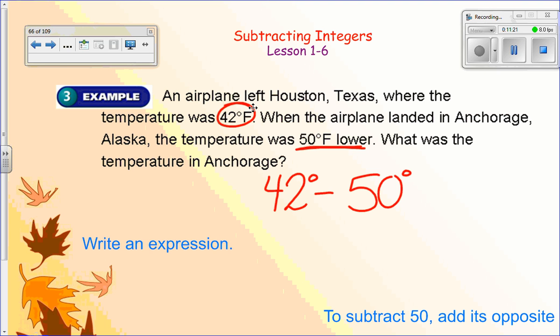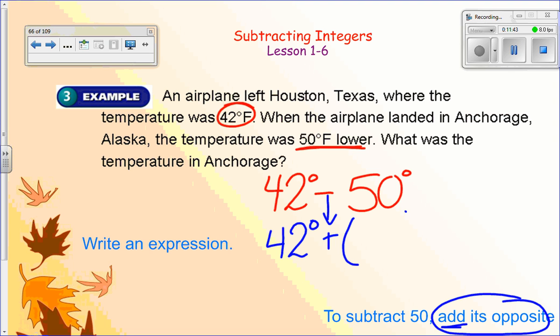And now they come to that part. What was the temperature in Anchorage? Well, now we need to solve it. And again, I'd use the rule: to subtract an integer, add its opposite. So 42 degrees, again, is left alone. Switch the minus to a plus because we're adding the opposite. And then we look, the opposite of 50, well, that number that's 50 away from 0 in the opposite direction is negative 50 degrees. There we go.